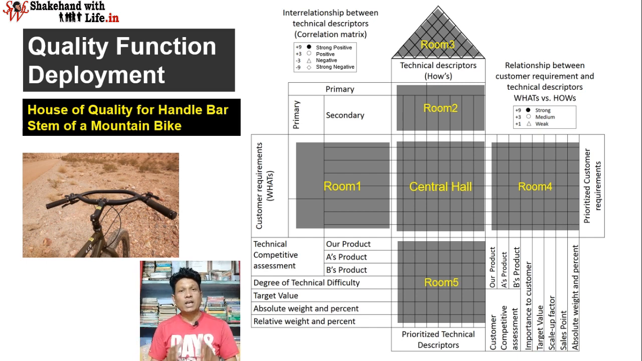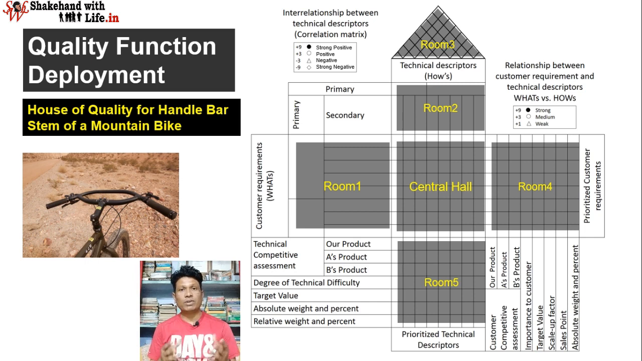So here I am taking a product which is the handlebar stem of a mountain bike, and we find how to collect or list the customer requirements in the house of quality, then technical descriptors and other things in the house of quality. So I would like to remind you about the house of quality.